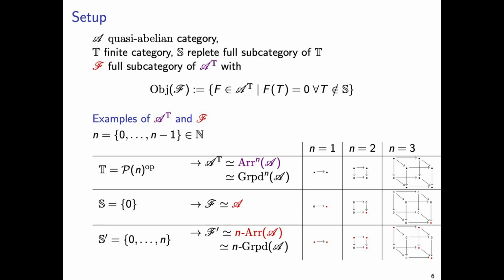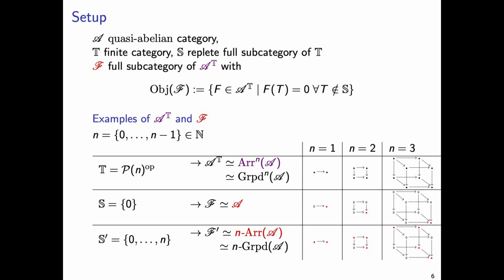And for S, we can, for example, take just 0, and then F is equivalent to A itself. And in the diagrams on the right-hand side, every point x maps to 0 only, but 1, which I cannot write. But we can also take S to be 0 up to n, and then F is equivalent to the n-arrow category of A, by which I mean the category of complexes in A of length n.